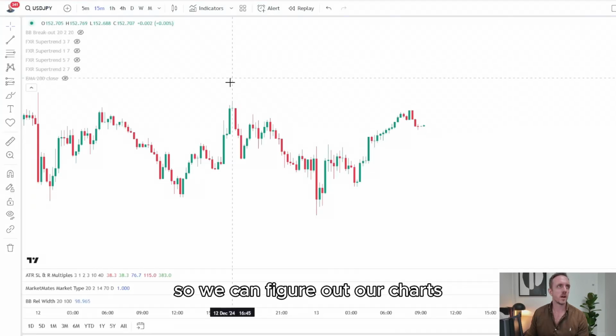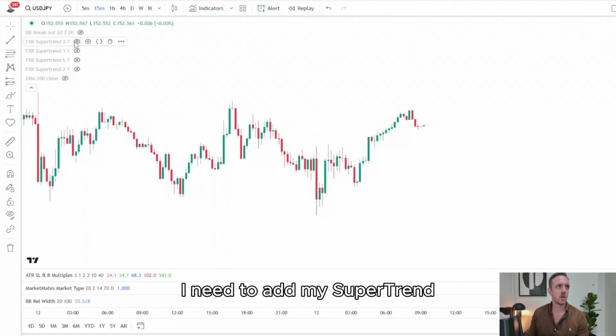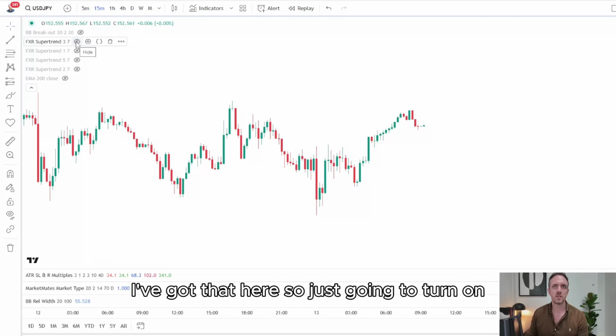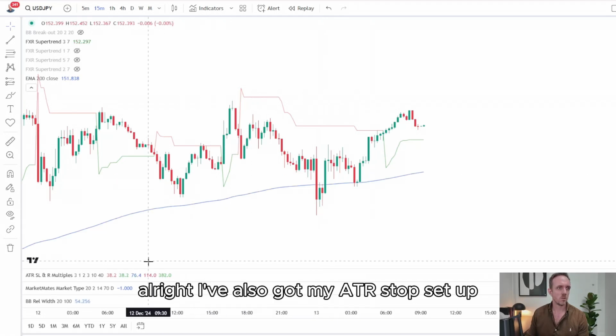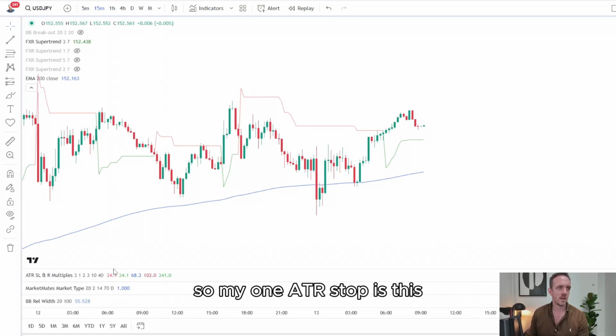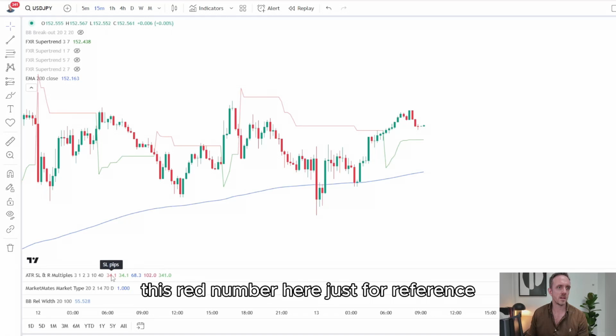So we configure our charts. I need to add my super trend. I've got that here, so I'm just going to turn it on. Add my moving average. Right, I've also got my ATR stop set up. So my one ATR stop is this red number here, just for reference.